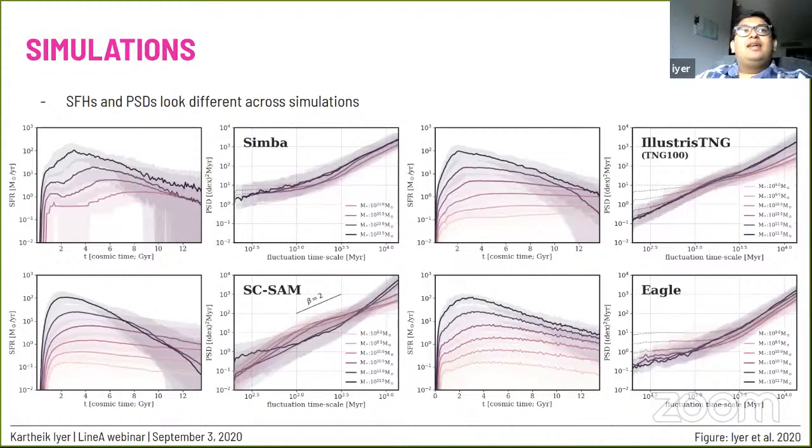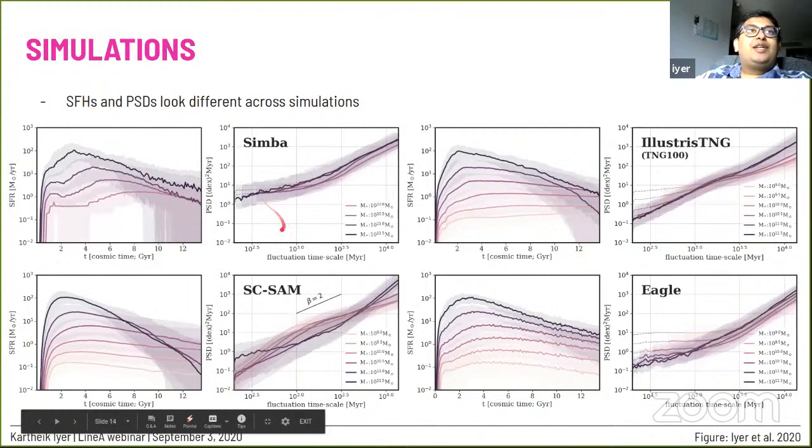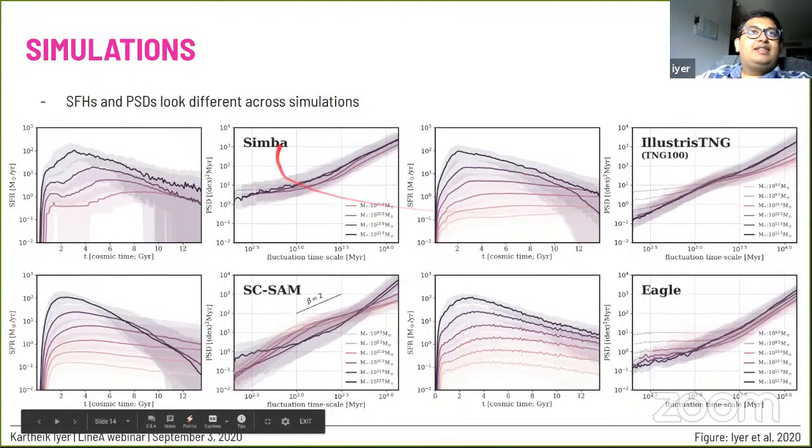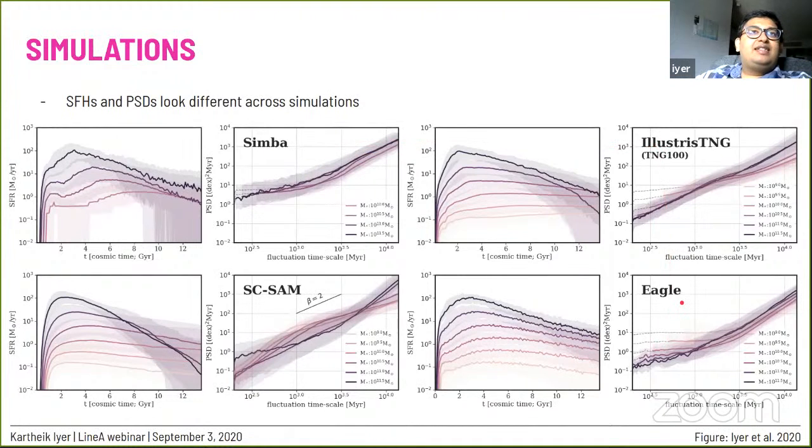So that being said, let me show you how things look in Fourier space. The four sets of plots here show you the star formation histories on the left and the PSDs corresponding to these star formation histories on the right for four different simulations. Simba, Eagle, and Illustris TNG are large cosmological hydrodynamical simulations, and the Santa Cruz SAM is a semi-analytical model. That's what SAM stands for.